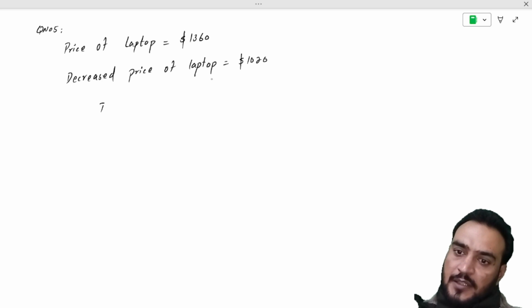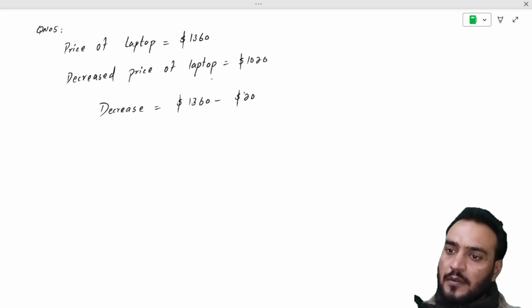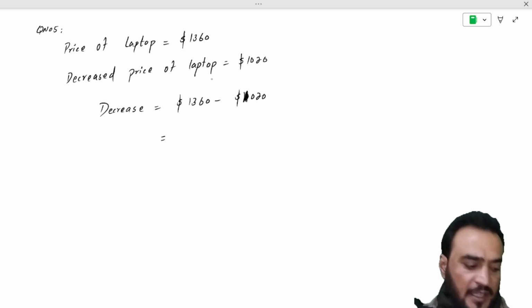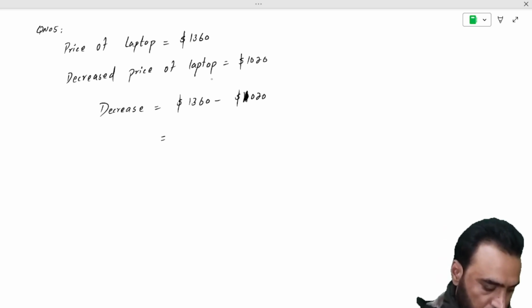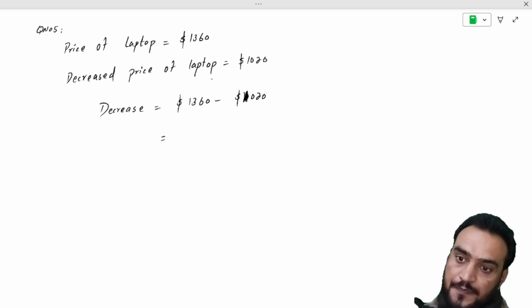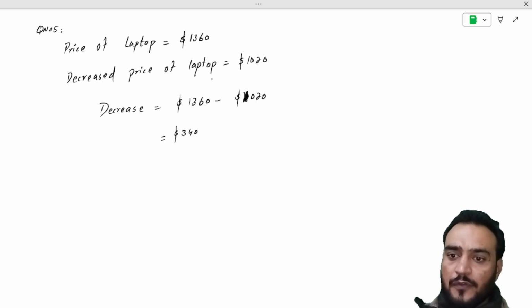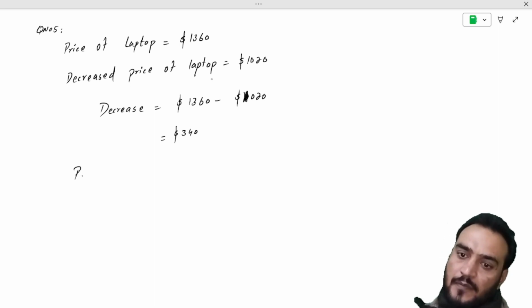and the decrease is how much amount is decreased. Decrease is original price $1360. We subtract the new price that is $1020. So after subtracting, we get $340. Now we will find the percentage decrease.